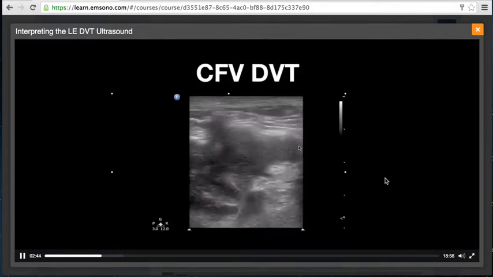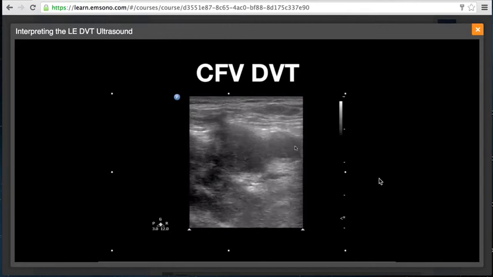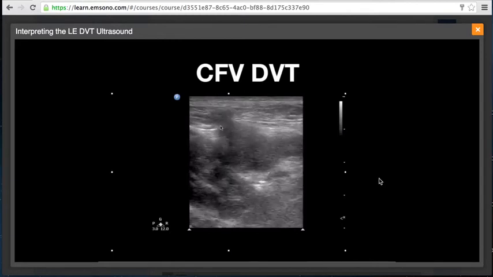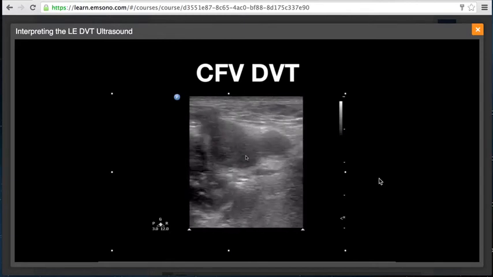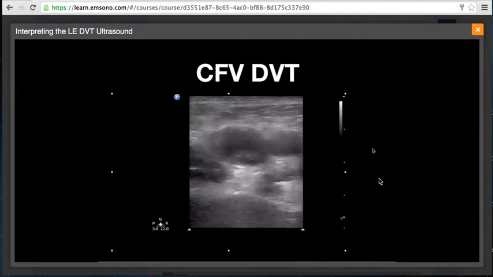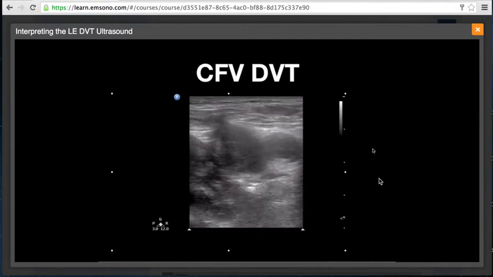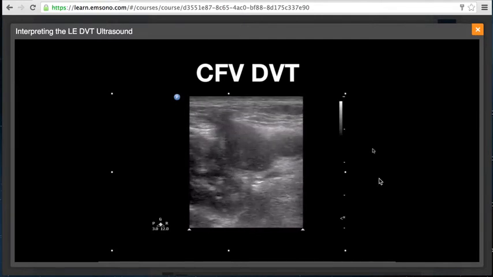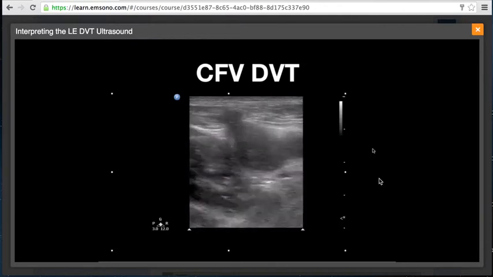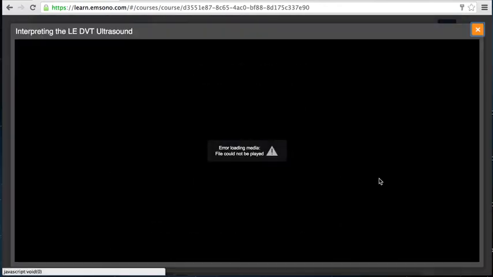Now here's a patient with a common femoral DVT. There's the artery. There's the vein. You can see the saphenous coming in, and you can see that this vein is filled with echogenic thrombus. It's larger than the adjacent femoral artery, and it was non-compressed.